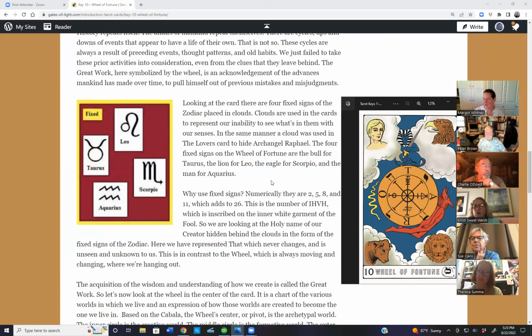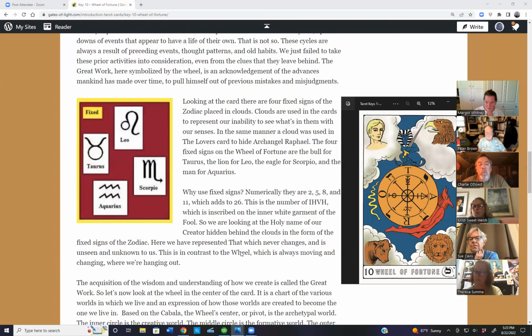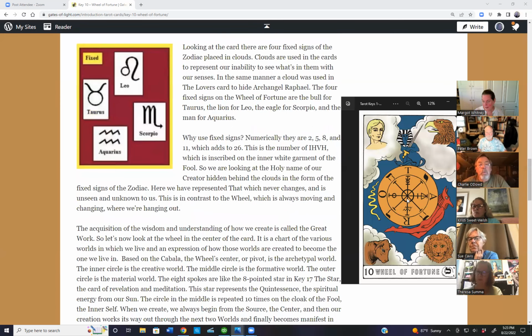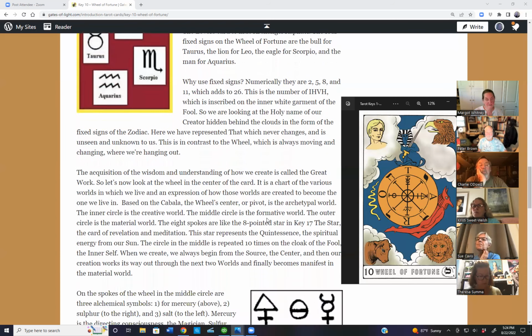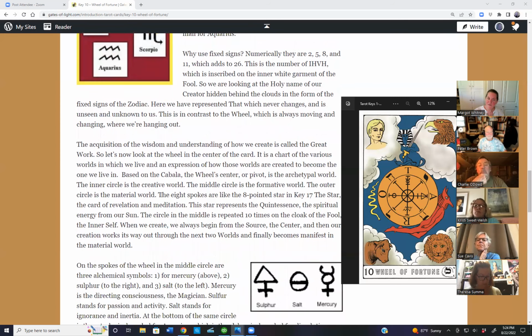If you get to the idea of each symbol, then you can understand what this chapter or card is expressing. So we're hanging out here, and the 4 elements and representative of God is behind the clouds, out of sight. And for some people, out of sight, out of mind, and then for others, out of sight, but not out of mind. The acquisition of the wisdom and understanding of how we create is called the great work.